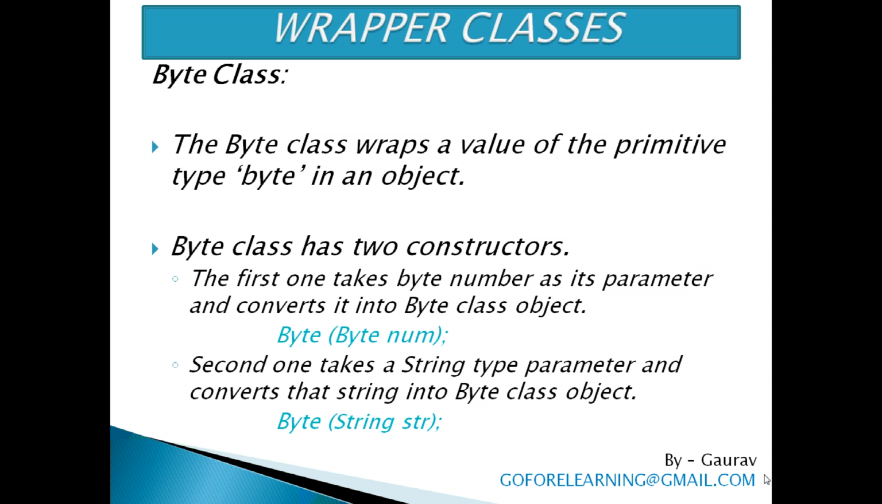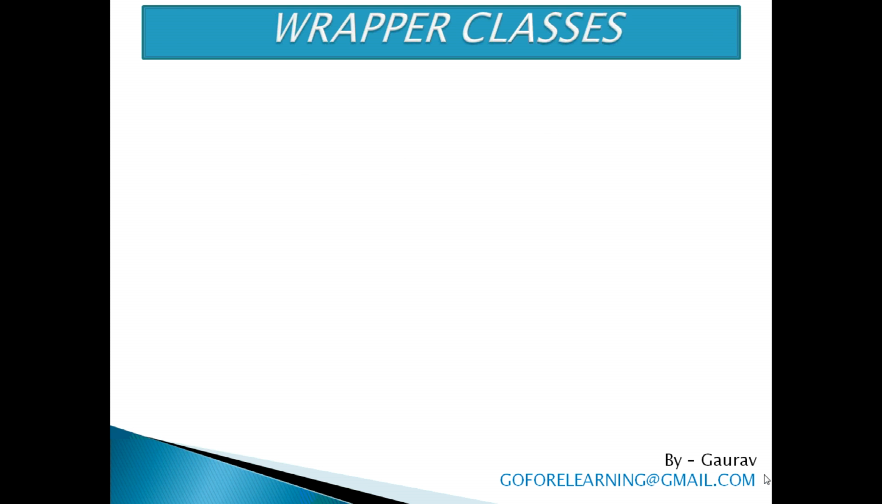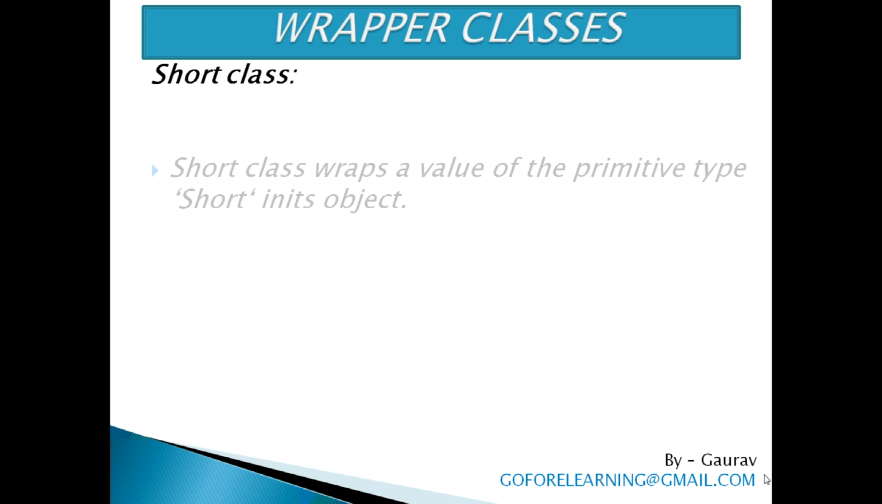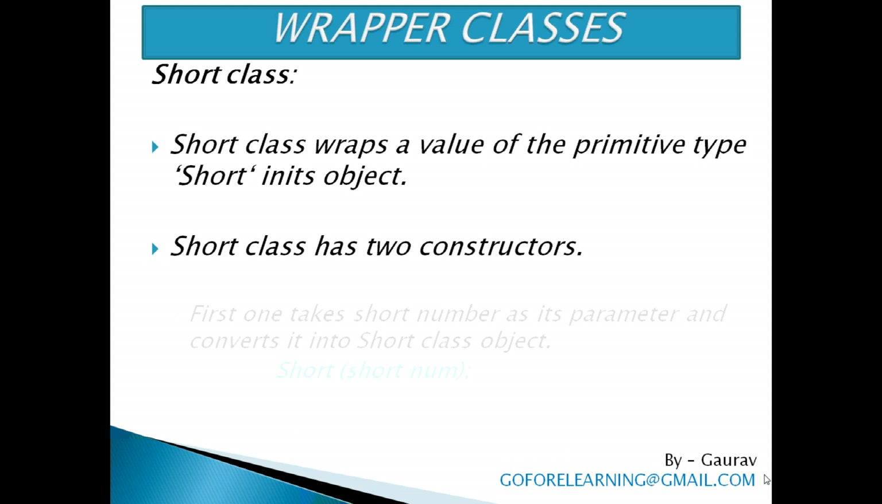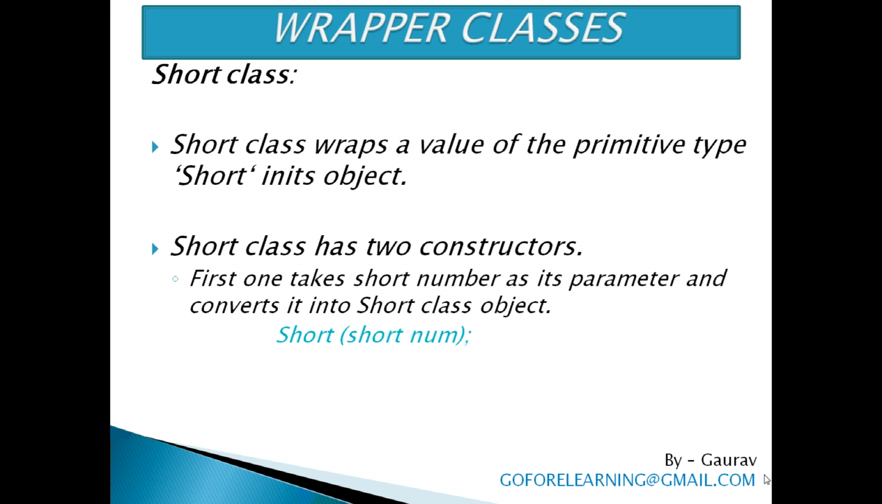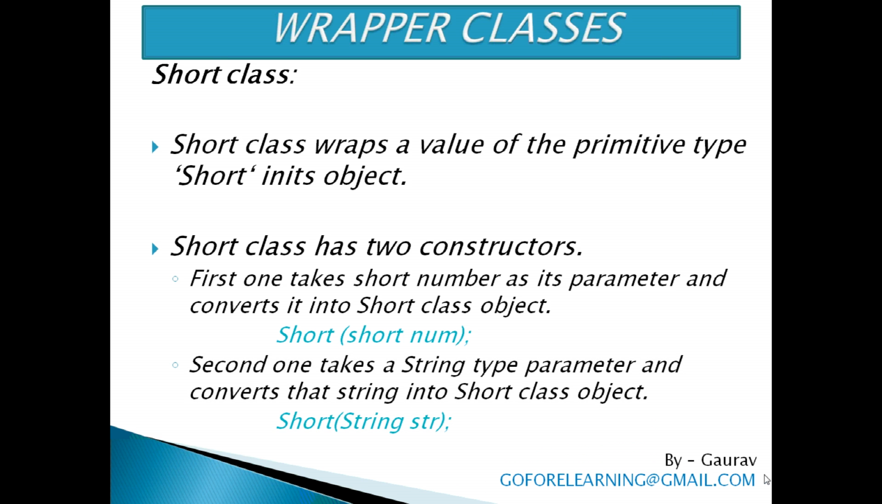Apart from this, some wrapper classes have a third constructor also, but Character class has only the first type of constructor. Next is Short class. Short class wraps a value of the primitive type short into its object. Short class has two constructors. The first one takes a short number as its parameter and converts it into a Short class object, and the next one takes a string type parameter and converts that string into a Short class object.